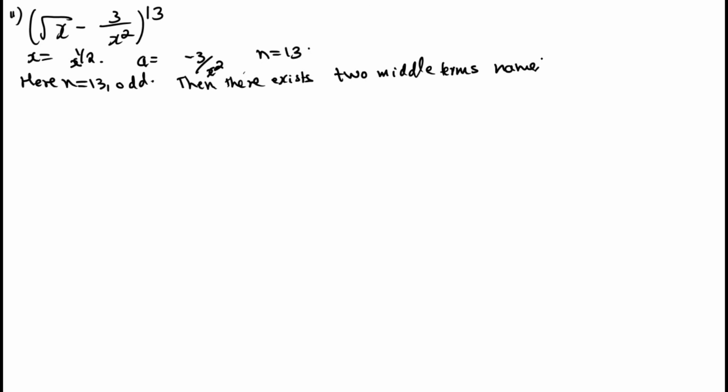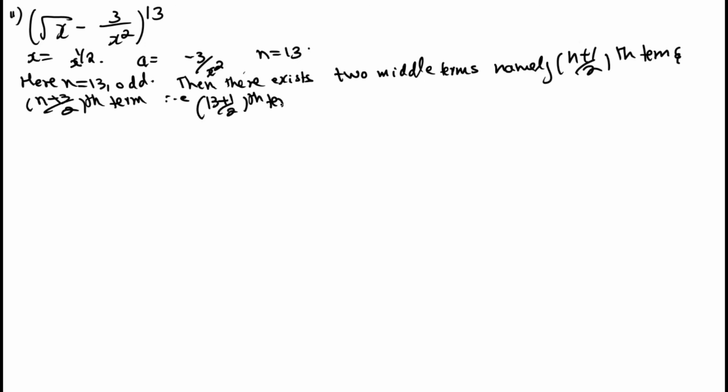namely n plus 1 by 2th term and n plus 3 divided by 2th term, that is n plus 1 by 2. N plus 1 by 2 is 13 plus 1 by 2, and n plus 3, that is 13 plus 3 by 2th term, equal to 13 plus 1, 14 by 2, it's equal to 7th term, and 16 by 2, it's equal to 8th term.